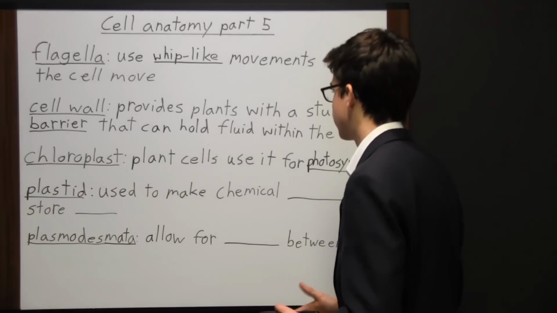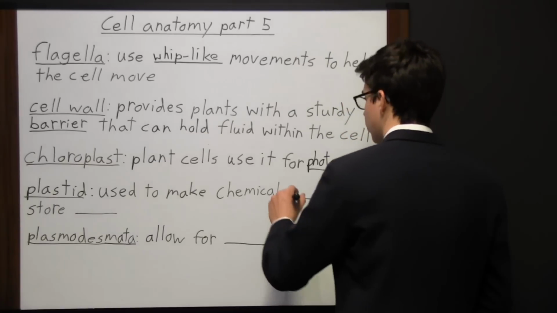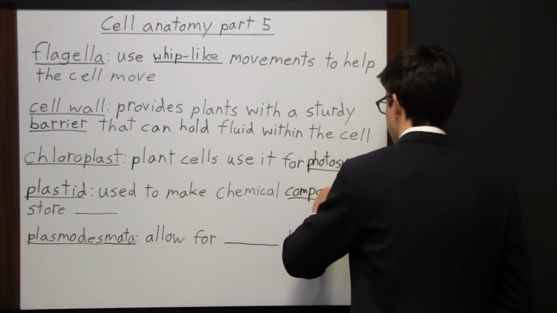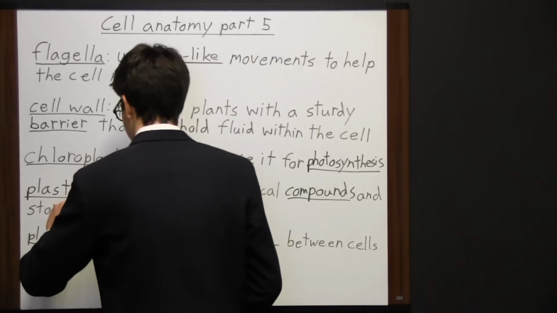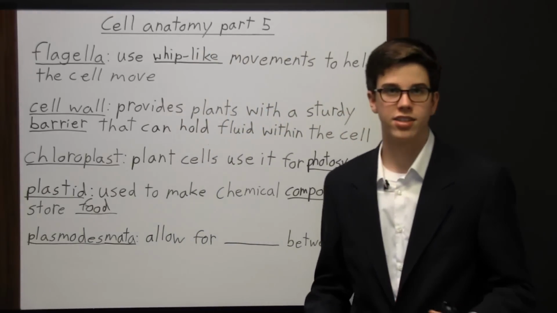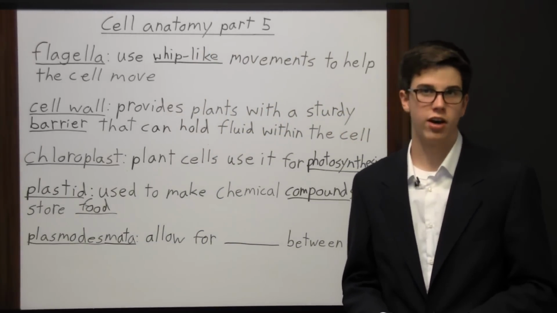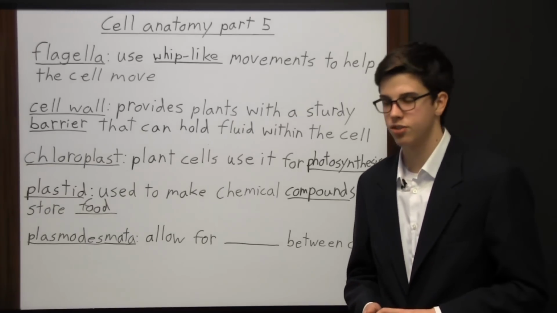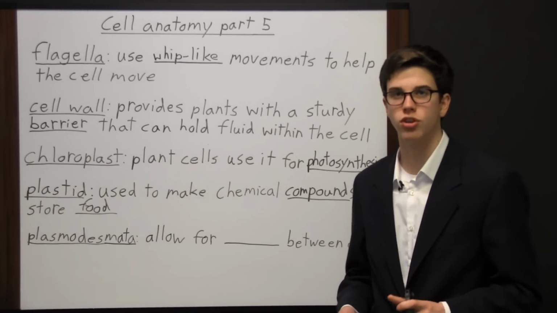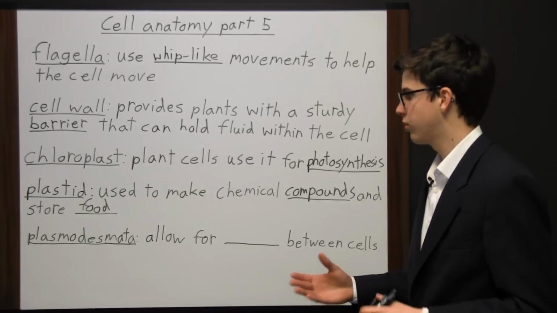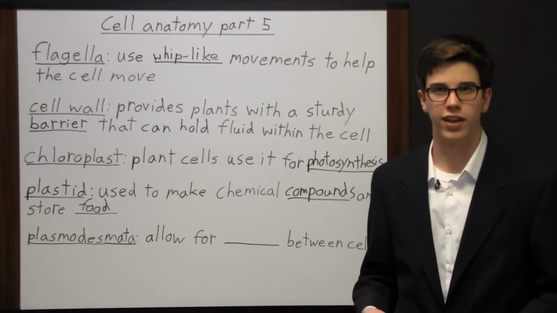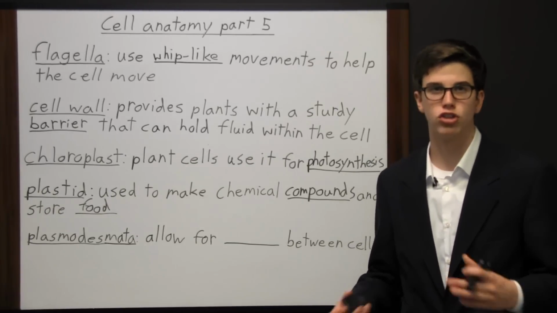Then we have plastids, which are used to make chemical compounds, and they're also used to store food. And so plastids are membrane-bound organelles found in plant cells. And plastids can also contain pigments used during photosynthesis. So plastids, like many of these other parts of a cell, can serve kind of double duty. They have a couple of functions that they contribute to.